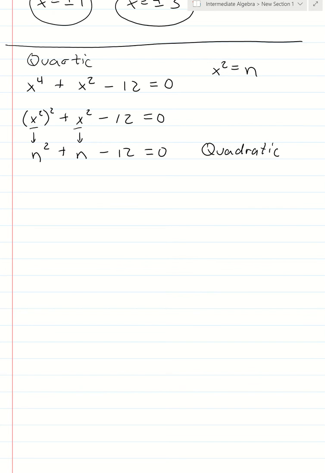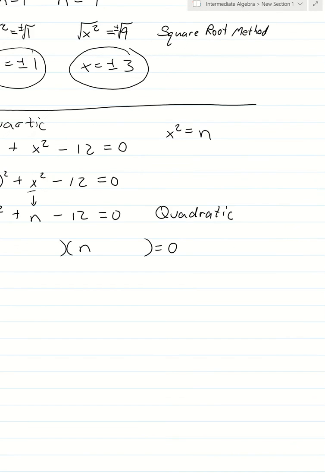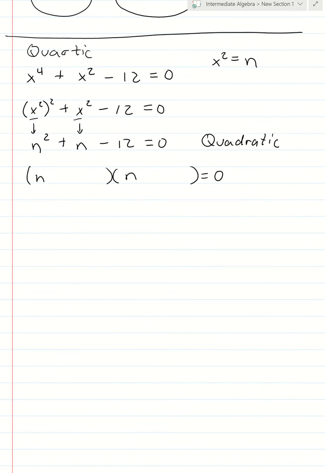Now we want to solve this. To solve the quadratic equation, once again, any method would work except square root method. I'm going to factor this. It's nice and factorable. Factors of n squared, an n. Different signs now, and the factors of a negative 12 that would add up to a positive 1 would of course have to be a positive 4 and a negative 3. Solving now for n, we get n equals a negative 4 and n equals 3.